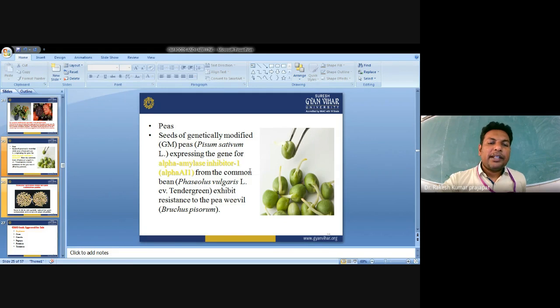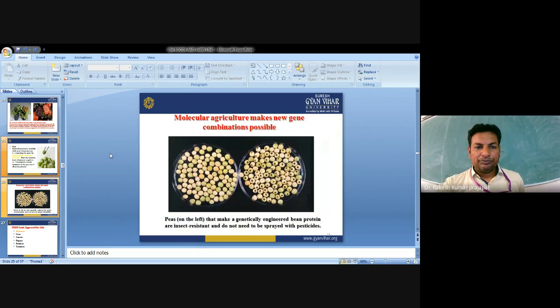Next, peas. Seeds of the genetically modified pea, Pisum sativum, expressing the gene for alpha amylase inhibitor from the common bean Phaseolus vulgaris. The gene was identified from Phaseolus vulgaris. These peas exhibit resistance to the pea weevil, Bruchus pisorum.